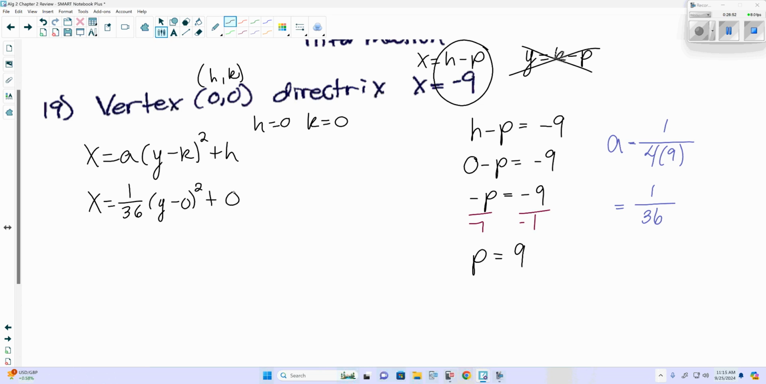On the x equals equations, do be careful to not switch your h and k, because k for this one here is inside, h is outside. But for this one here, it's kind of nice because h and k are both 0. So even if we did flip it, it gives us the same equation. And if we wanted to simplify, we can say x is equal to 1 over 36 y squared.